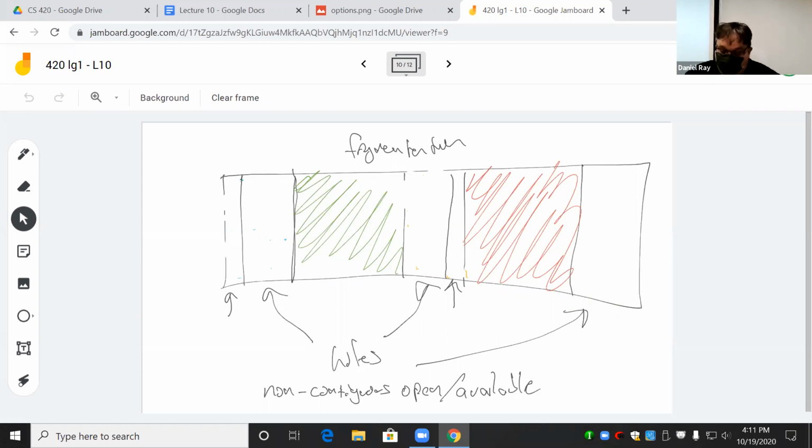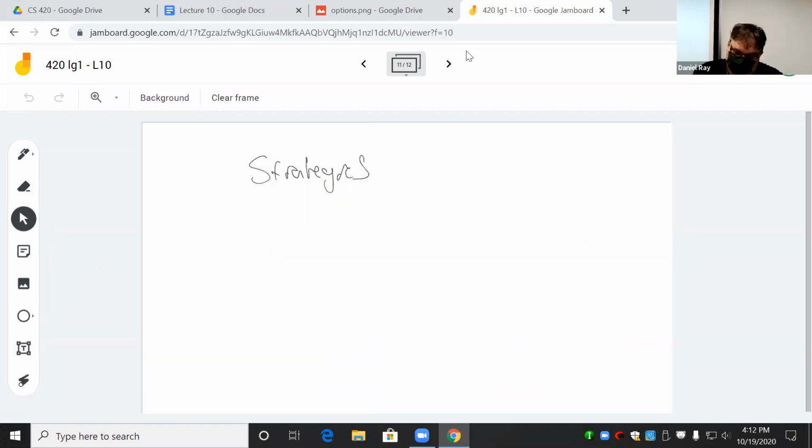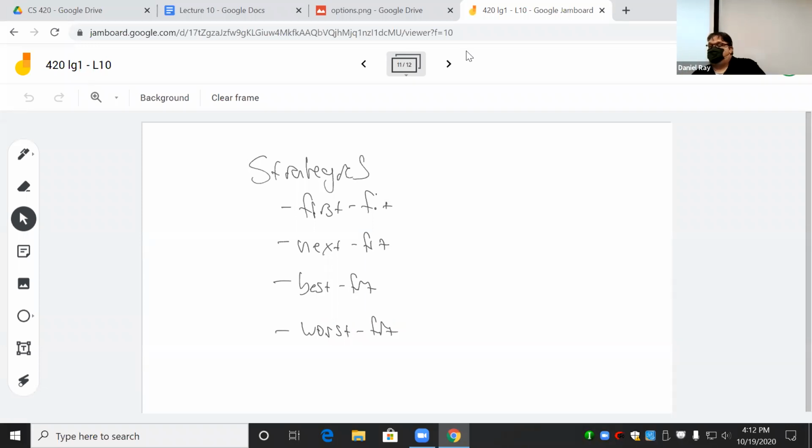So what are the approaches? There's 4 of them. Different strategies. There's first fit, next fit, best fit, and worst fit. Now, the last one seems weird, but I'll tell you why it makes sense in just a second.